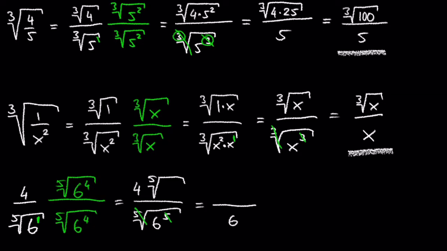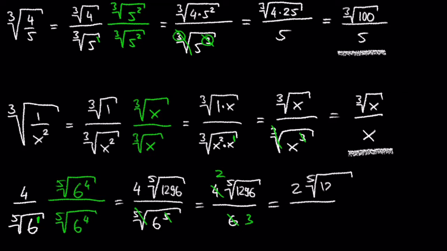Six to the 4 is 1296. And after cancelling out the 4 and 6, we get 2 times the fifth root of 1296 over 3.